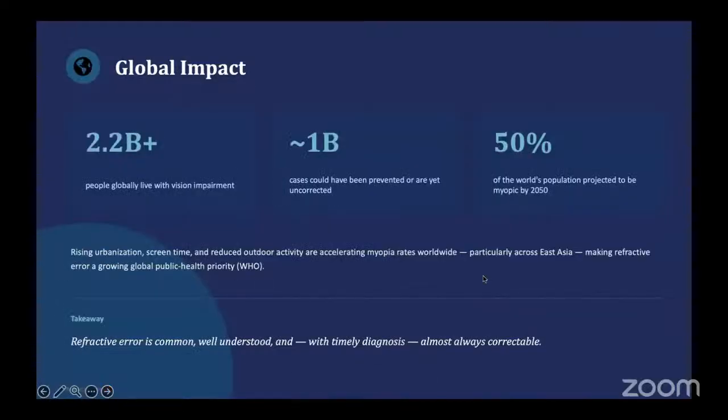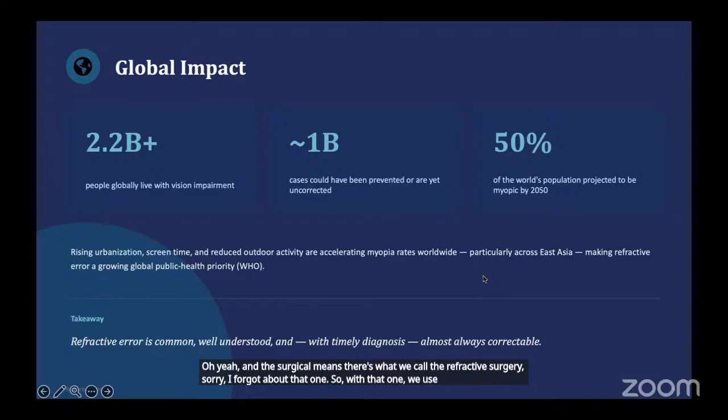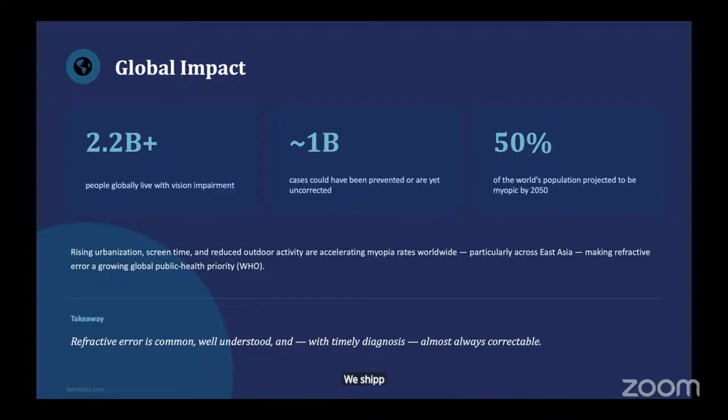Oh yeah, and the surgical means is what we call refractive surgery. Sorry, I forgot about that one. With that one, we use a laser to shape the cornea, just like how the ortho-K lenses do. But this is more of a permanent solution where we shape the cornea to make it more normal than it is.